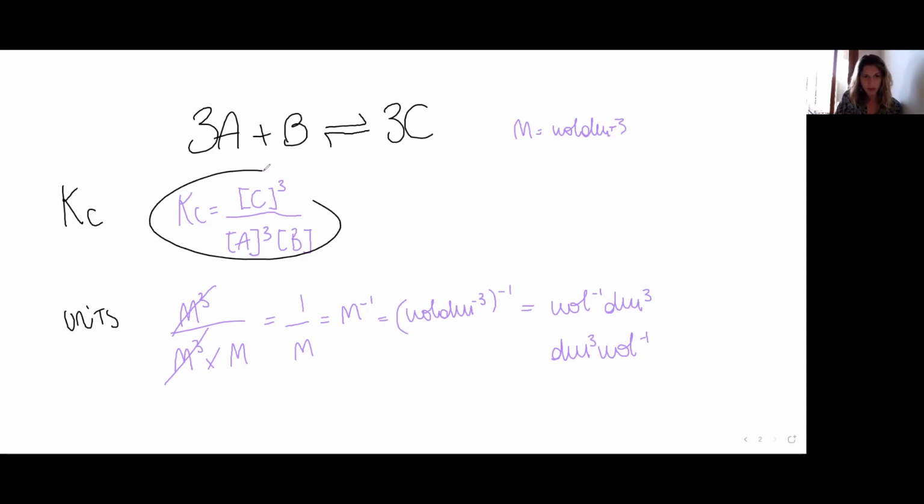You can even just do it by looking at the Kc. We have 3 units at the top and 4 at the bottom. So this leaves 1 over 1 unit of mole per decimeter cubed. As you can see, it's something that can be easy to work out, if you are able to visualize it. But in doubt, I think it's always better to take the longer route, the one that is the safest, because you can always go back and double check that you did all the steps right. Okay, so that's the unit.